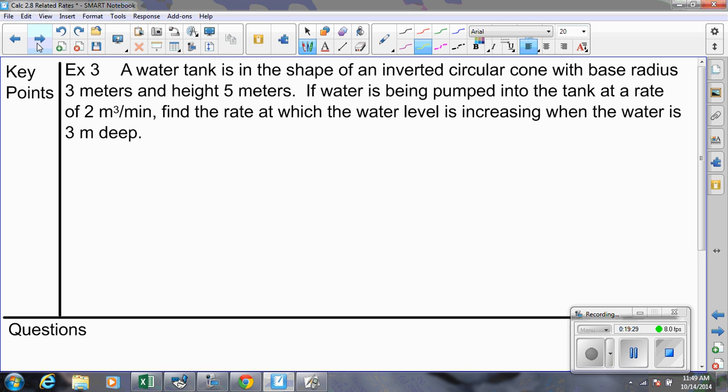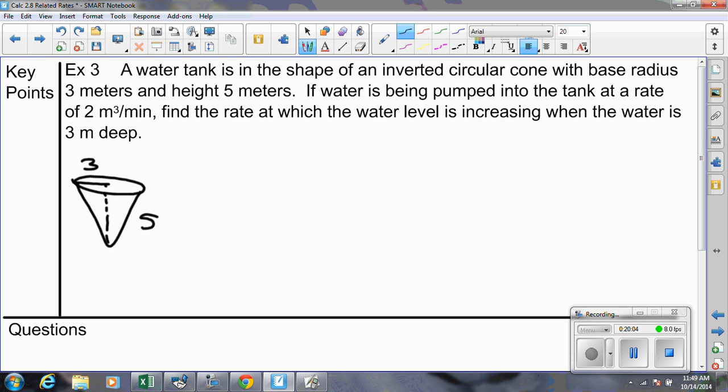Here's a third example. A water tank is in the shape of an inverted circular cone. Okay, so what does that look like? Well, inverted circular cone, there's our water tank. The base radius is 3 meters, and the height is 5 meters.